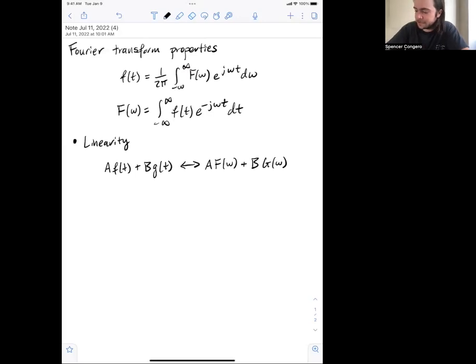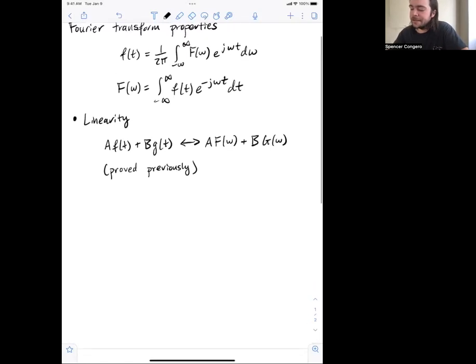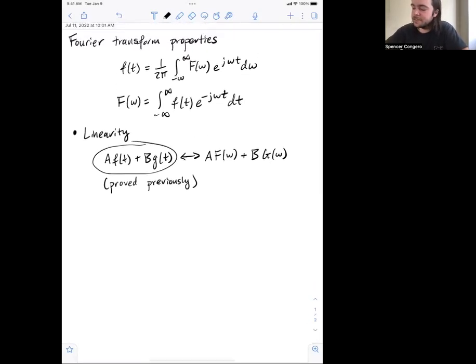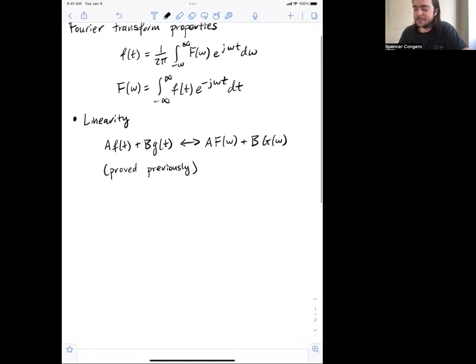Okay, so this is something we actually proved previously. It was in the common Fourier transform pairs video, so I'm not going to do it again, but it's pretty clear. All you do is substitute this in to the Fourier transform equation. You break up the integral because the integral is linear into two separate integrals, and then you get these Fourier transform integrals as a result. Okay, so that's linearity. That's very useful. Let's look at another one.